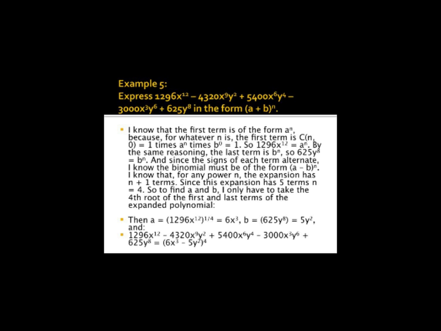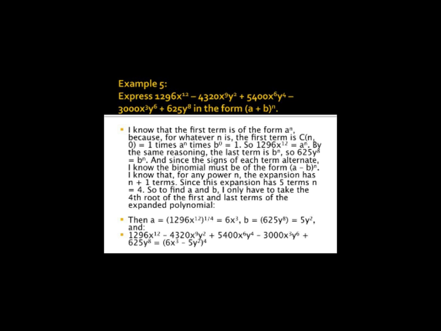So for example 5, we want to express this long expansion in the form (a plus b) to the n. We know that the first term is of the form a to the n because for whatever n is, the first term is the combination n choose 0, which equals 1, times a to the n times b to the 0, which equals 1. So 1296 x to the 12th is equal to a to the n. By the same reasoning, the last term is b to the n. So 625 y to the 8th equals b to the n.